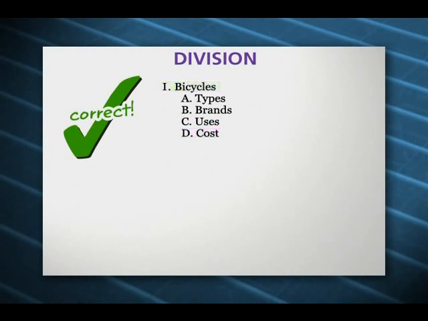I can have A, B, C, D, E, F as far as I want, but I must have at least 2 of each entry. If I don't have the second one, I just put it up higher. So I would simply have bicycle types as my Roman numeral 1, bicycle uses as my Roman numeral 2. So now what I would like you to do is to pause the program and place the information regarding the federal government in your study guide in a 5-paragraph outline. When you're finished, come back.